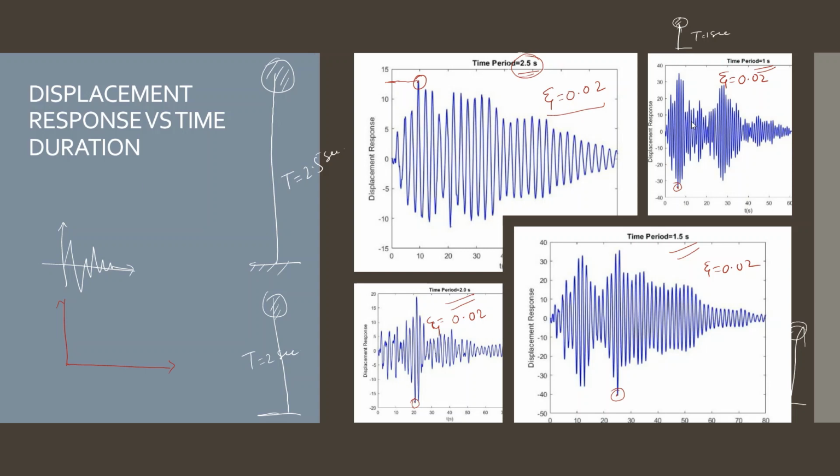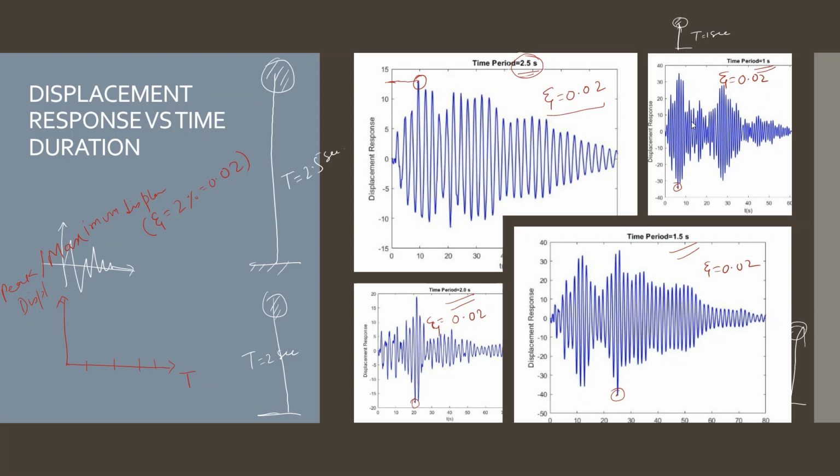So for different time periods, this is t here, and here we will say that we are having the displacement, or we can say peak displacement, or maximum displacement, and these are all recorded at xi equals 2%, or we can say 0.02.